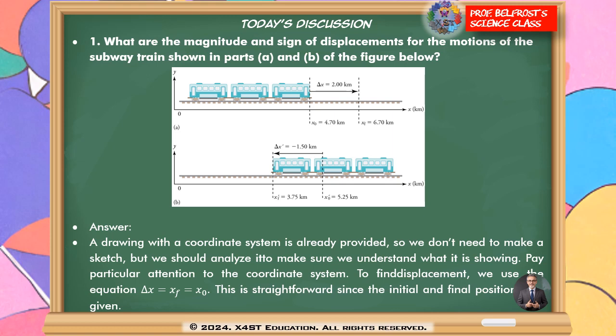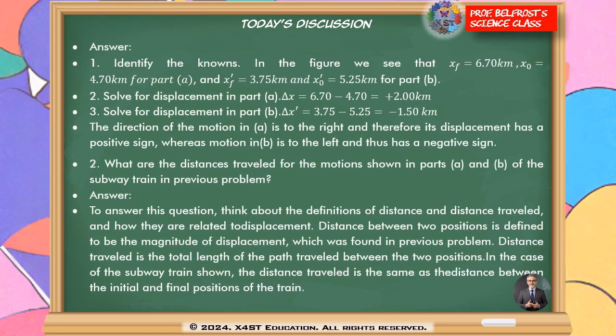Okay. So here's the first review problem. What are the magnitude and sign of displacement for the motion that is shown in figures A and B? Maybe you need to zoom the picture. Actually, it's not very difficult to find displacement. I need to plug all the known values into the equation delta x equals xf minus x0. I'm sorry, I mistyped it again. That is not xf equals x0, it is xf minus x0. I always mistype something.